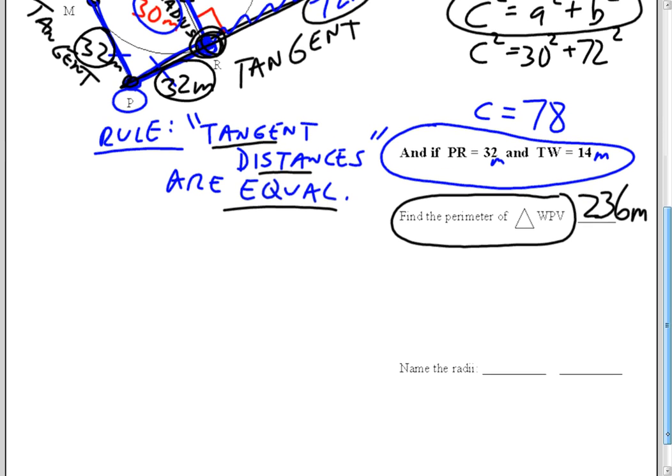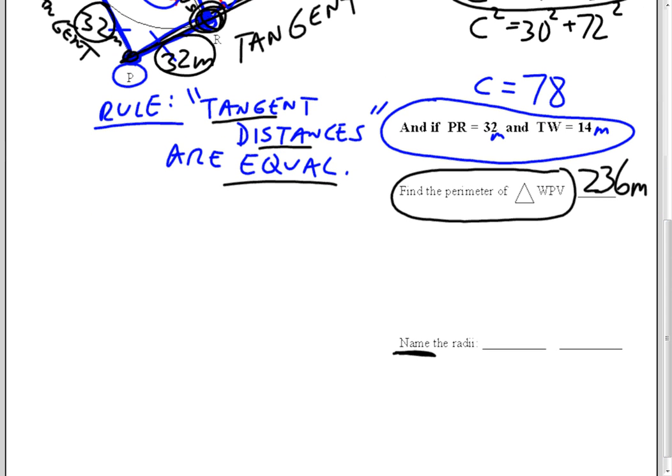I threw this in because people aren't naming things correctly. They're throwing down distances when all I want is a name. The radii are DT and DR. Don't tell me it's 30. I don't want to know that it's 30. If you name something, put the symbol above it. You want a segment symbol for those two segments. Last page.